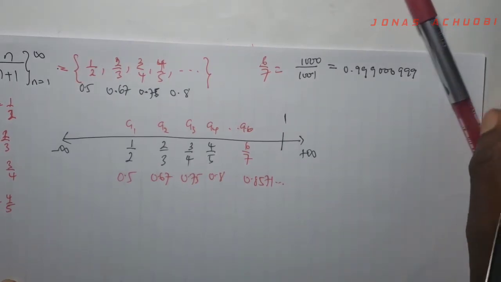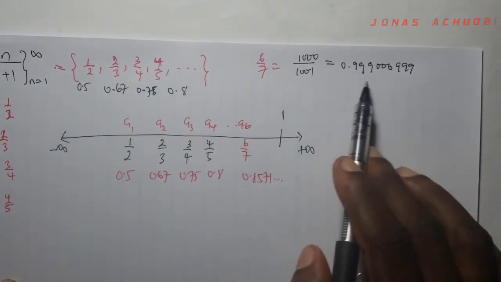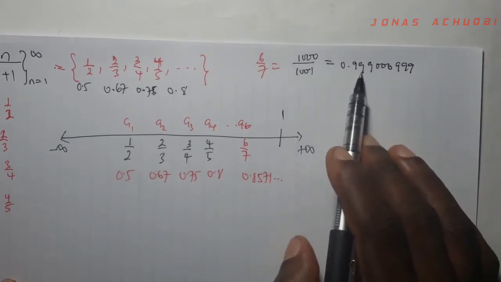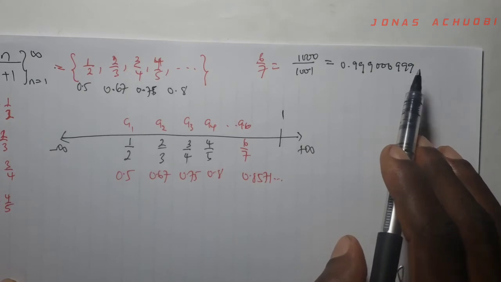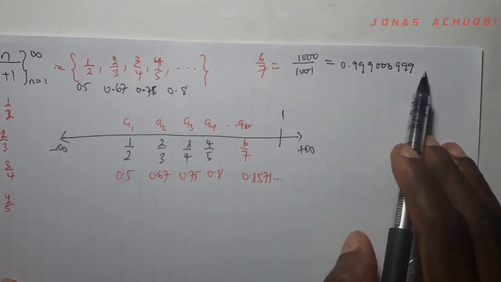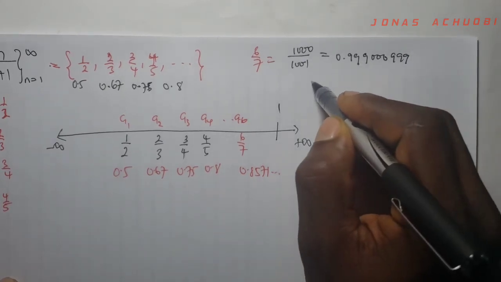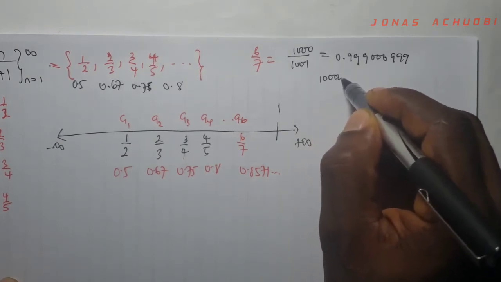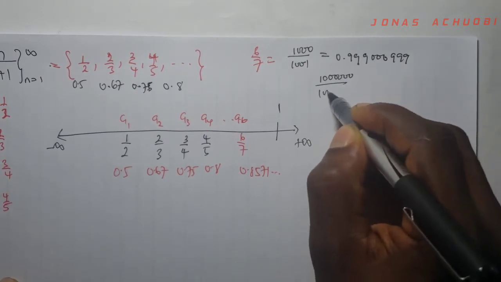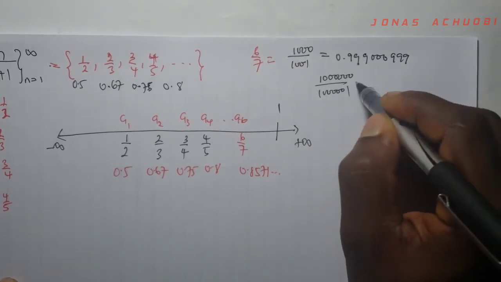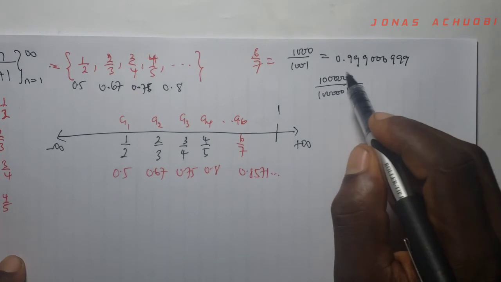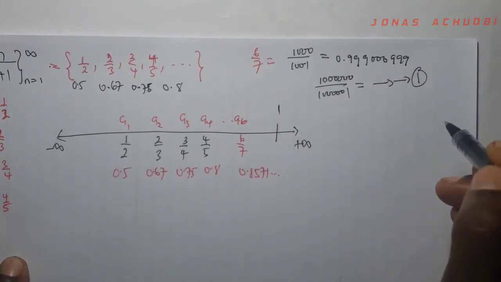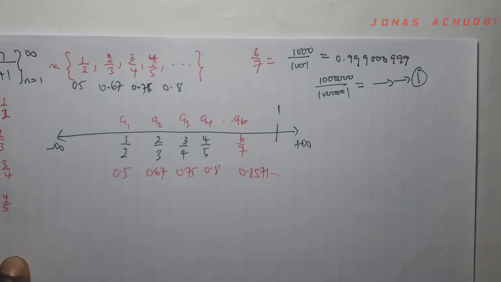0.999000999. What do you see? The 1000th term of the sequence still doesn't exceed 1, but it is as close to 1 as possible. 0.9999 is very, very close to 1, but it doesn't exceed 1. Let us see what happens if we take the 1,000,000th term of the sequence. That will be 1 followed by 6 zeros over 1 followed by 5 zeros and 1. You divide this. You check again that this number will be very close to 1, but it will never be 1, and it will never be 1 and beyond 1.